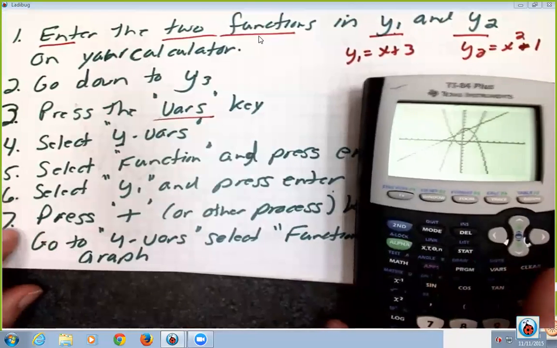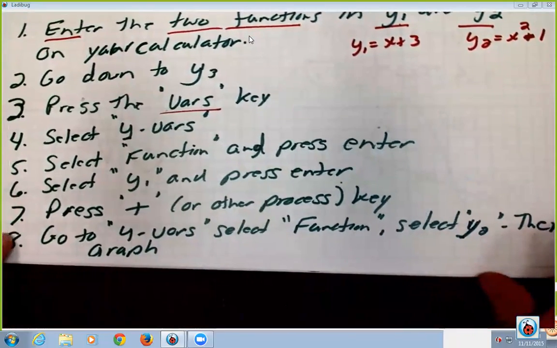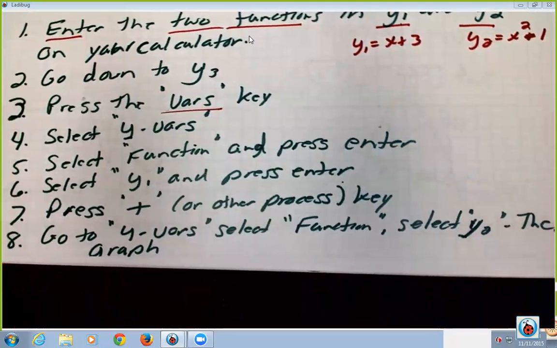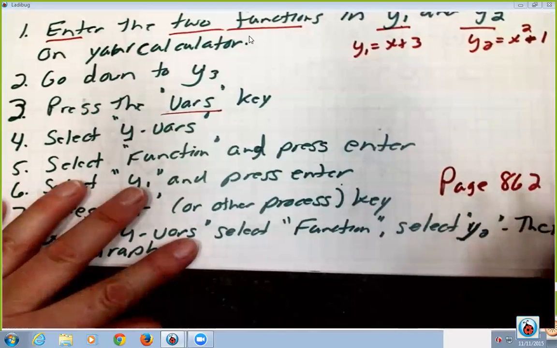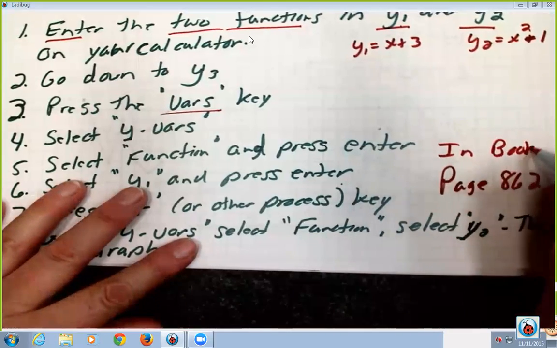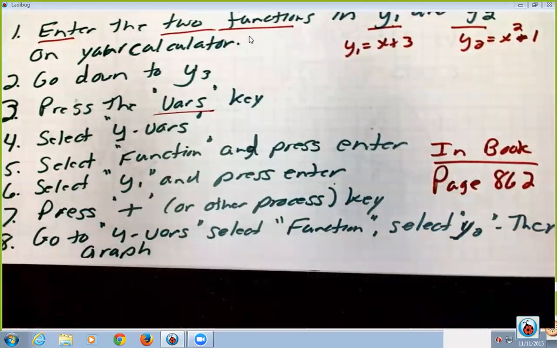So let me get my calculator out of here if you want to stick this stuff in your notes so that you know how to put that in. This is also in your book. If you want to go to your book, let me find the page number in your textbook. These exact same instructions are on page 862. So if you want to look them up and know where they're at in your book, that's the page number. The instructions are right there to walk you through what you need to do. So I'll give you a chance to write that stuff down.